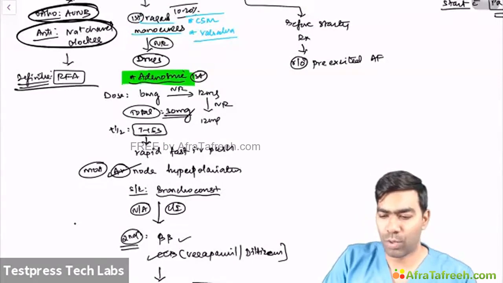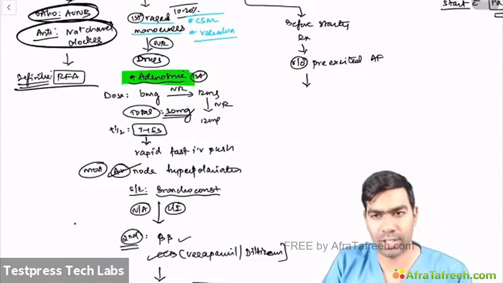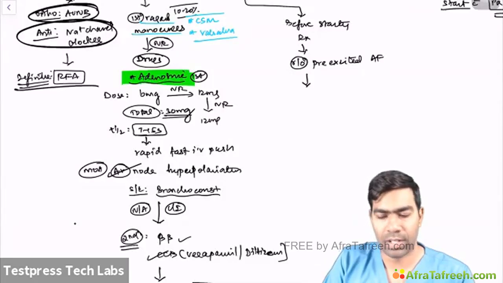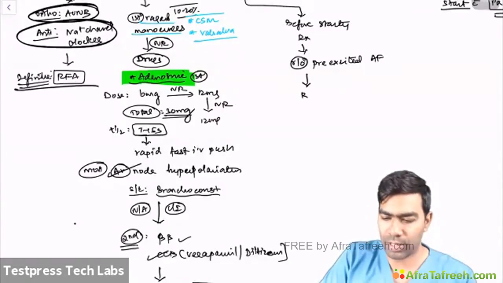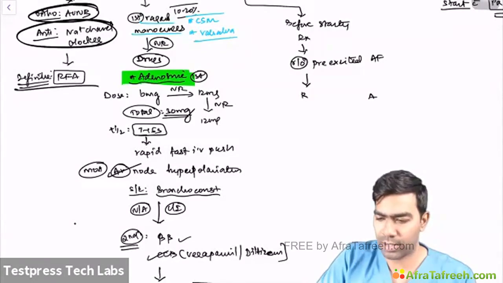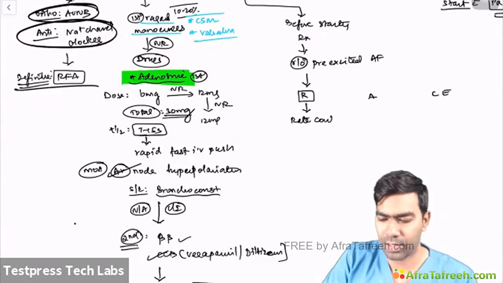So once you have ruled out pre-excited AF in the ECG and you are sure it's an ordinary atrial fibrillation only, now you're going to start with something called RACE. So R literally stands for rate control. That's the first idea. Rate control depends on whether the patient is having heart failure or no heart failure.